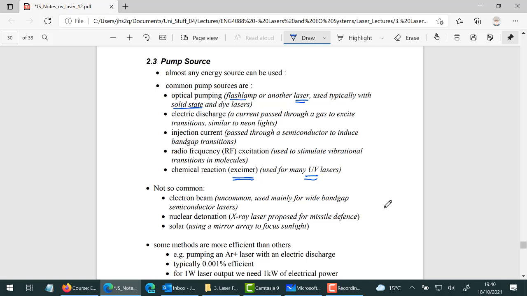Electrical discharge, passing a current through the gas in the same way that you do with a neon light, a neon sign. And the same sort of thing in a semiconductor's injection current. You're basically passing a current through, so induced band gap transitions. And you can use very low energy photons. Remember, radio waves are just part of the electromagnetic spectrum, so these are still photons, but at the radio frequency. And because they're lower energy, these are not used to stimulate electronic transitions, because they're quite high energy, but vibrational transitions in molecules.